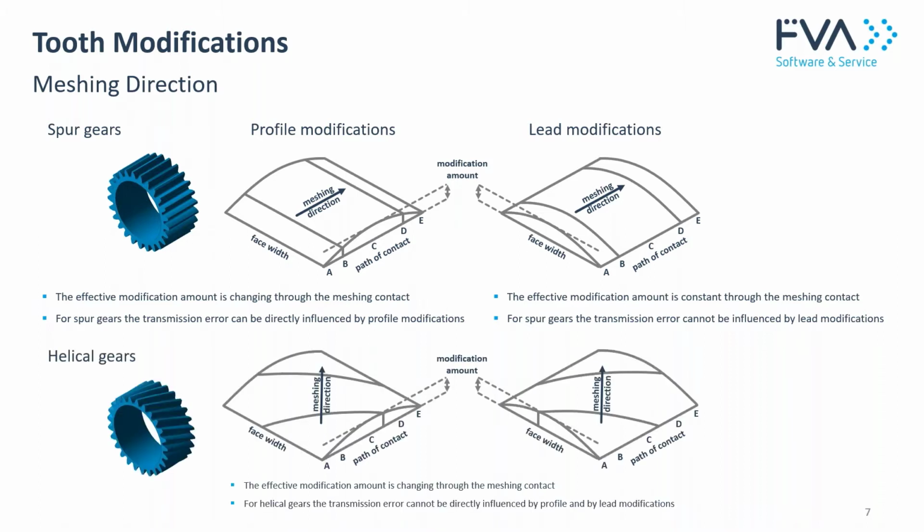All modifications in lead direction, meaning over the face width, don't affect the transmission error. For helical gears, it is different. Here the helix angle leads to a diagonal meshing direction over the contact face, and so all modifications in profile and lead direction have more or less an effect on the transmission error. If the helix angle is large, the lead modifications are more important. If the helix angle is very small, we get more or less the same relationship as at spur gears.